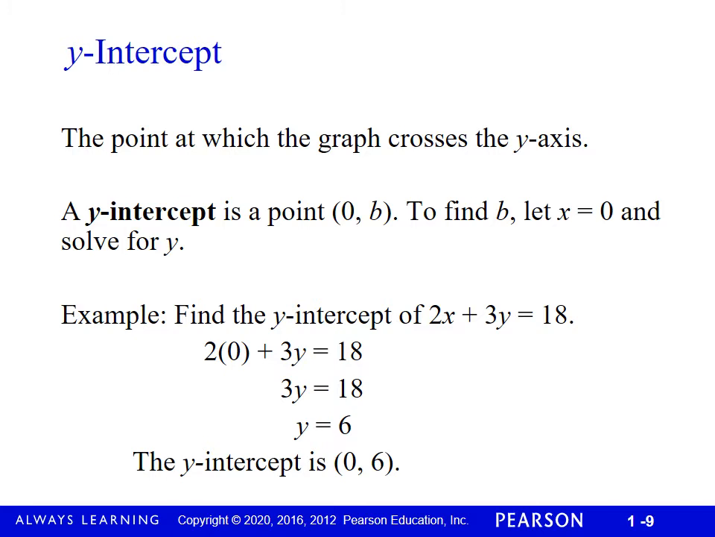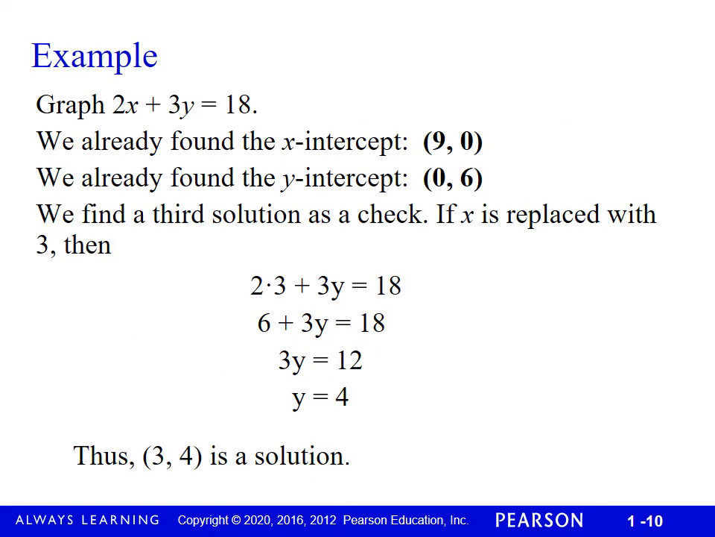So again, the x-intercept and the y-intercept are points, so we need to record them as points. The y-intercept is not y equals 6. The y-intercept is parentheses 0, comma 6 parentheses. So we found 2 points. It's generally a good idea, especially with a linear equation, to find a third point, okay?